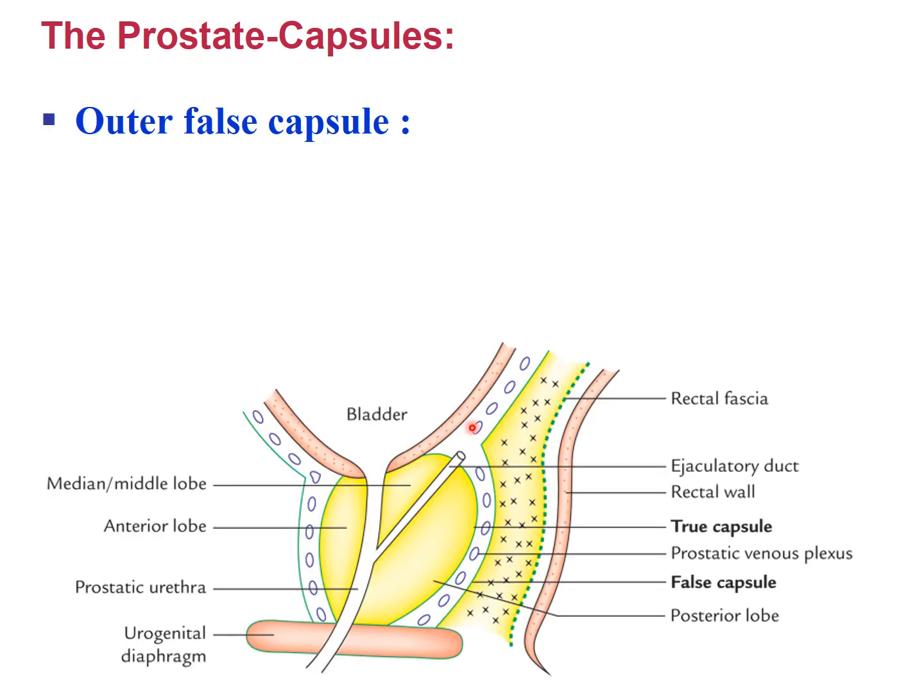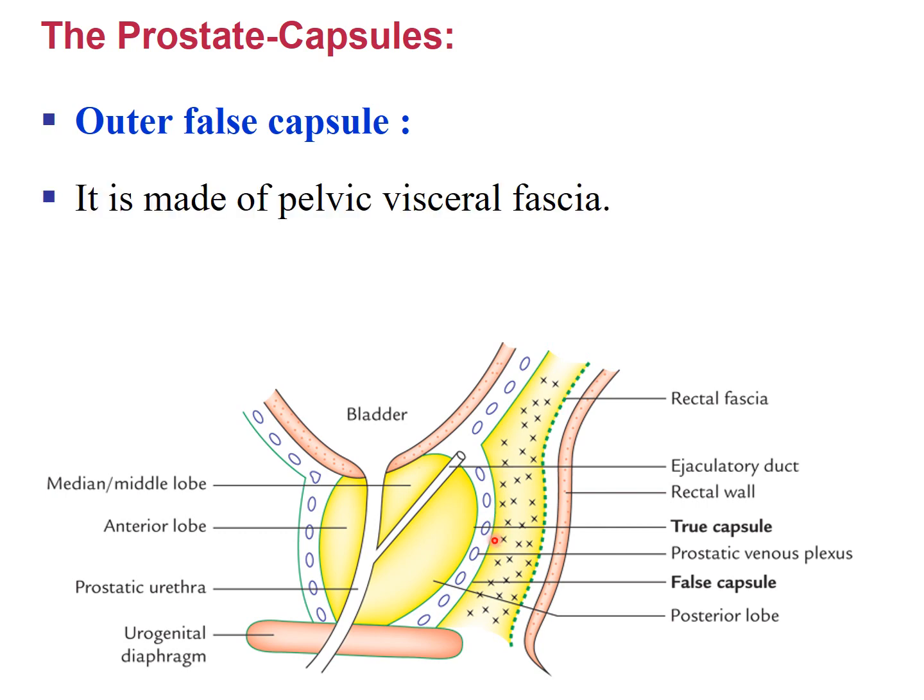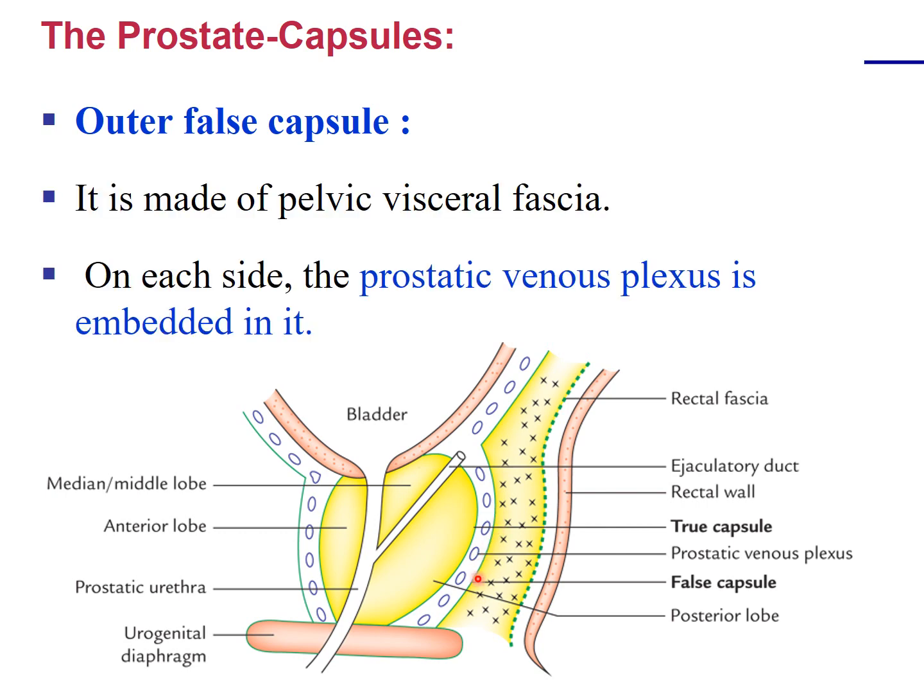So here we have the outer false capsule. This is made up of pelvic visceral fascia. On either side of this fascia, we have the prostatic venous plexus embedded in it. This prostatic venous plexus is very important for surgeons during the surgical approach to the prostate gland. Any damage to this venous plexus can result in profuse bleeding.